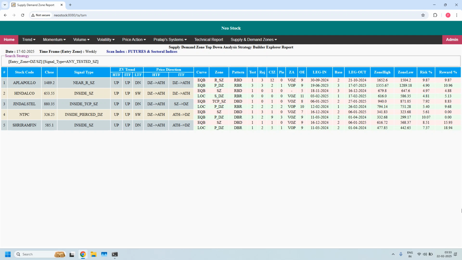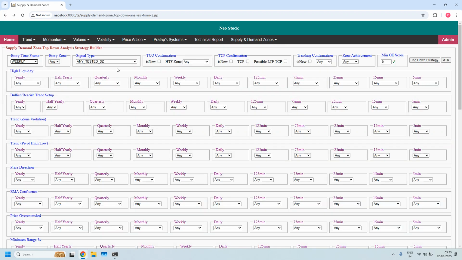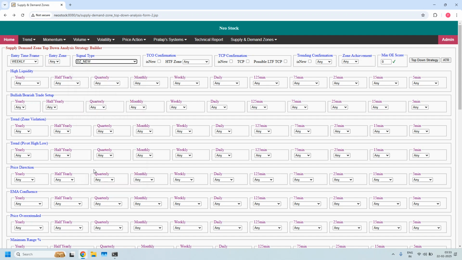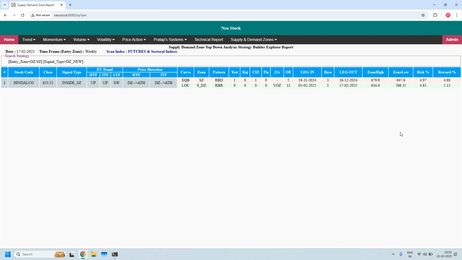Okay. So this is about tested zones. Next, let us look into newly created weekly demand and supply zones. Going back, weekly time frame, let us find the stocks having newly created weekly demand zones. So only this one stock having the newly created weekly demand zone. So this demand zone is created during this week.